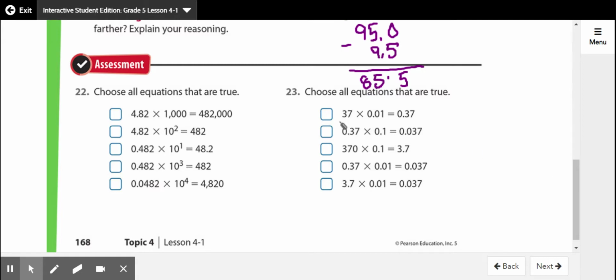Here is the last problem we're going to do today. We're going to do number 22 on page 168. Okay, we're going to choose all the equations that are true.